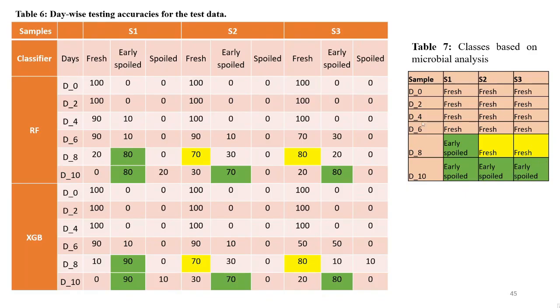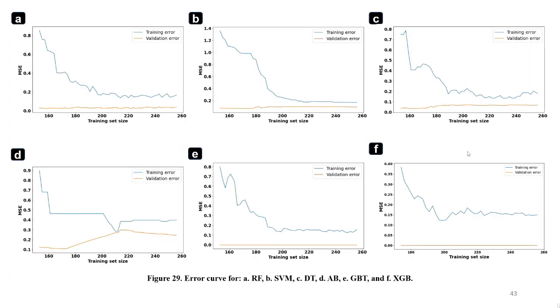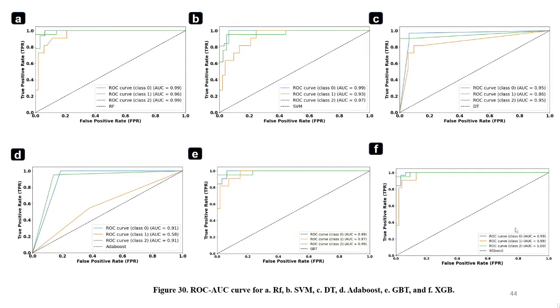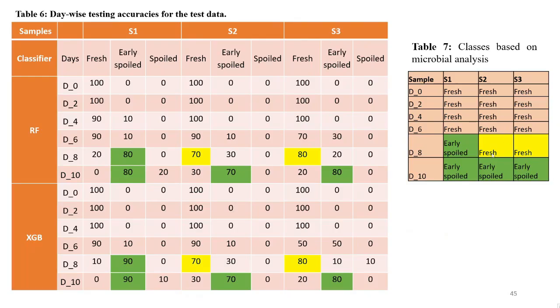This is the table which we got from the TVC. We already reported it earlier, and it has been represented here again so that we can compare the results in a proper way. In XGB also, we have got similar results. However, in XGB, our classification accuracy, especially in the S1 class, is better as compared to RF.